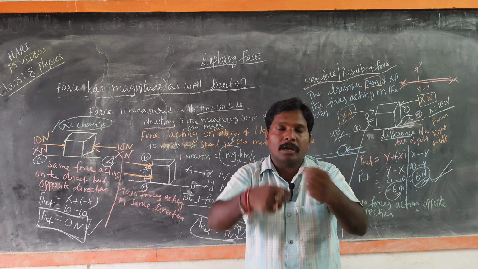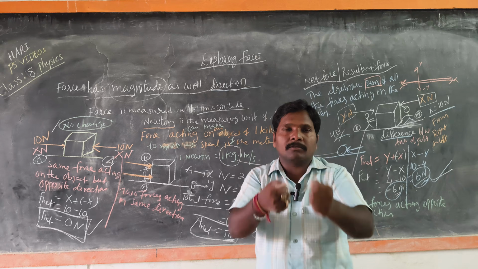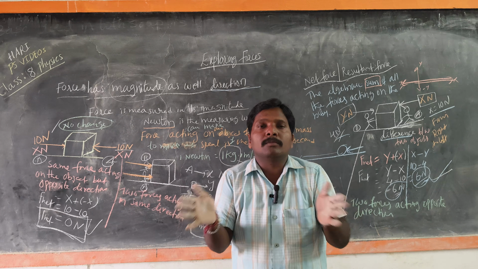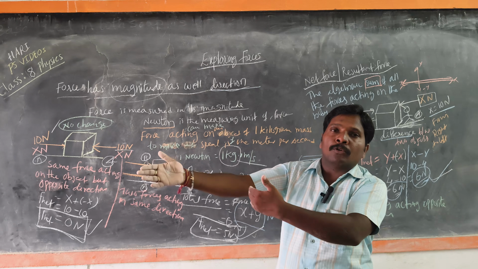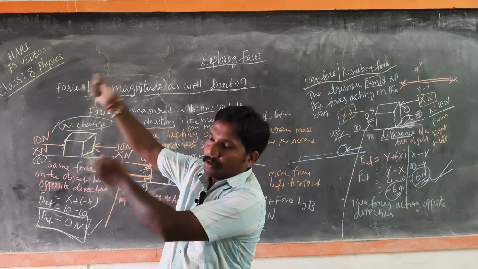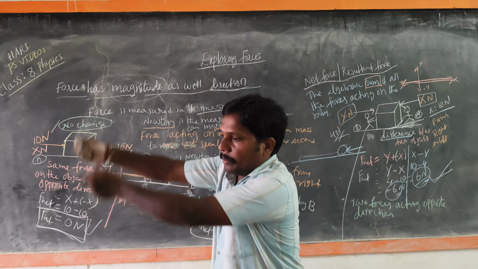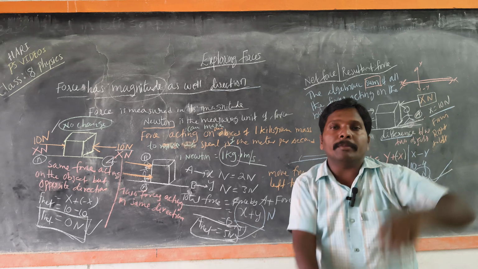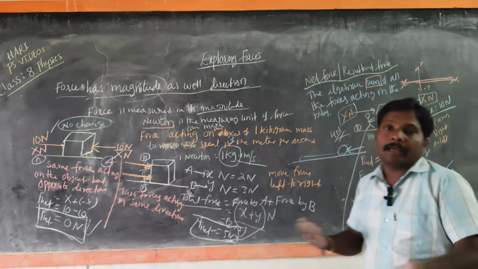The mark, wherever we tie the thread or cloth, cannot move. But if team B applies more force, then team A is pulled towards team B. If team A applies more force, then team B moves towards team A. In this way, force is applied on objects.